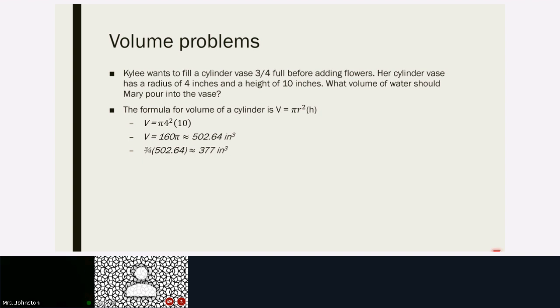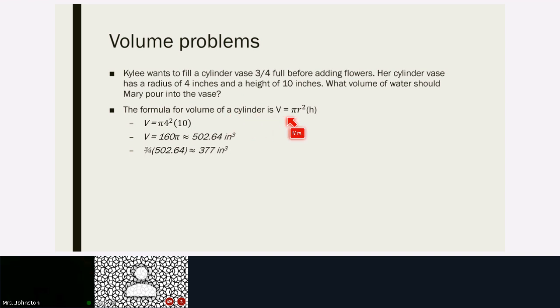Finally, you've got some volume problems thrown into this unit, and you just need to remember these complex volume questions a lot of times will include pi. Pi is just a constant that you can use like any other variable, treat it exactly the same way. Kylie wants to fill a cylinder vase 3/4 full before adding flowers. Her cylinder vase has a radius of 4 inches and a height of 10. What volume of water should she pour into the vase?